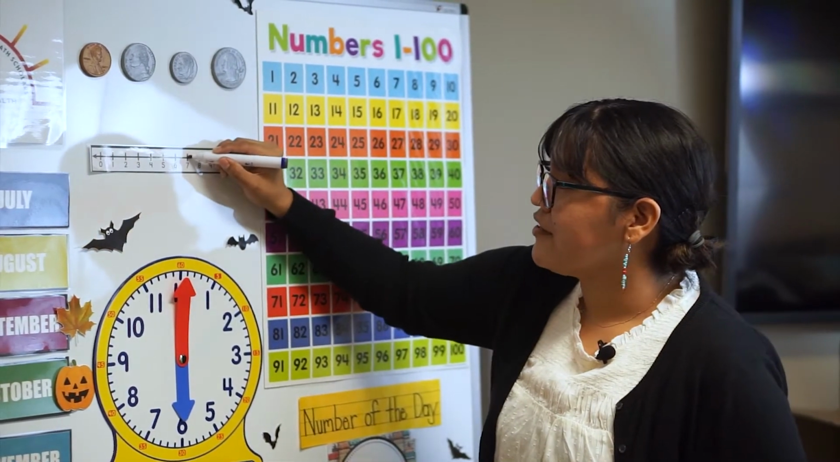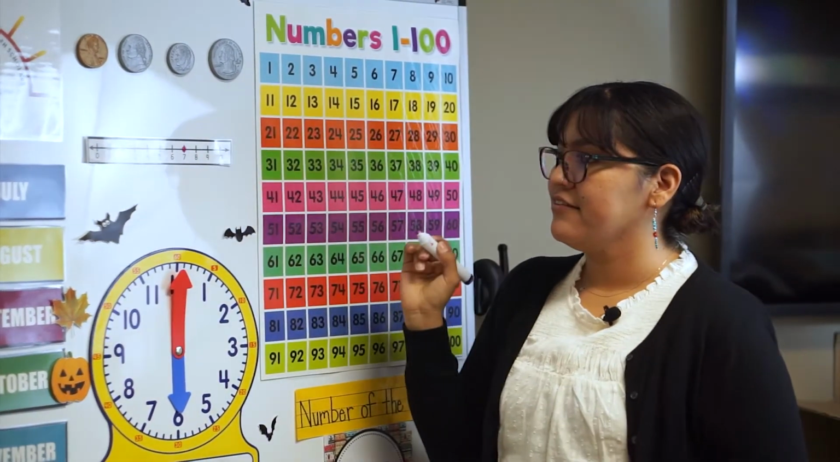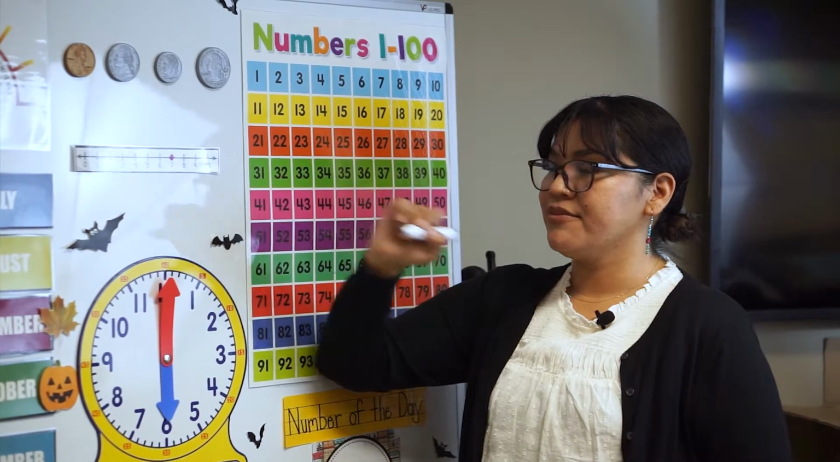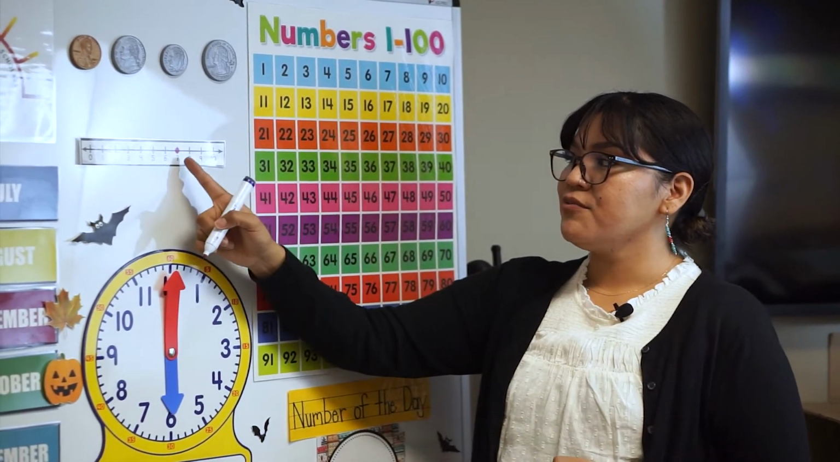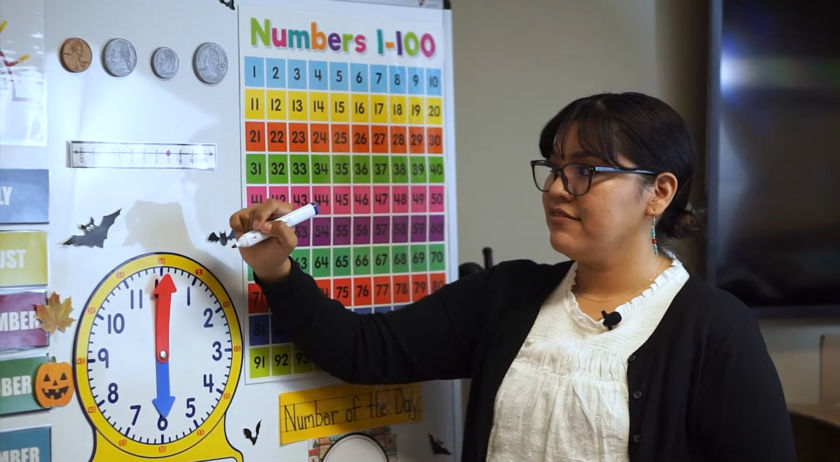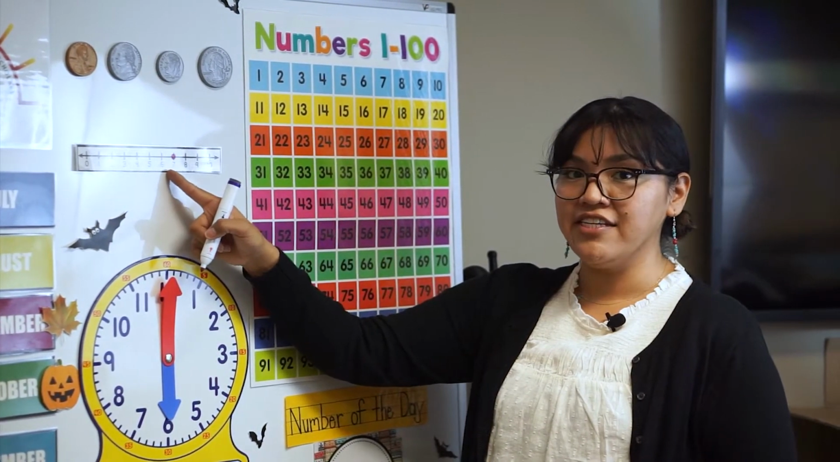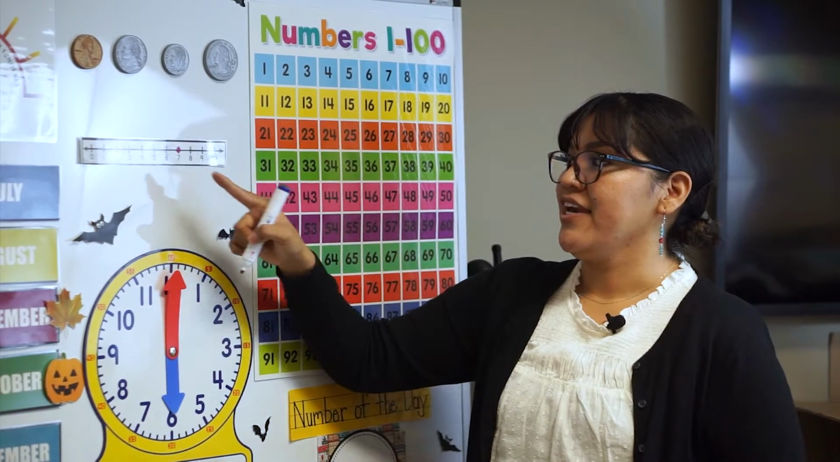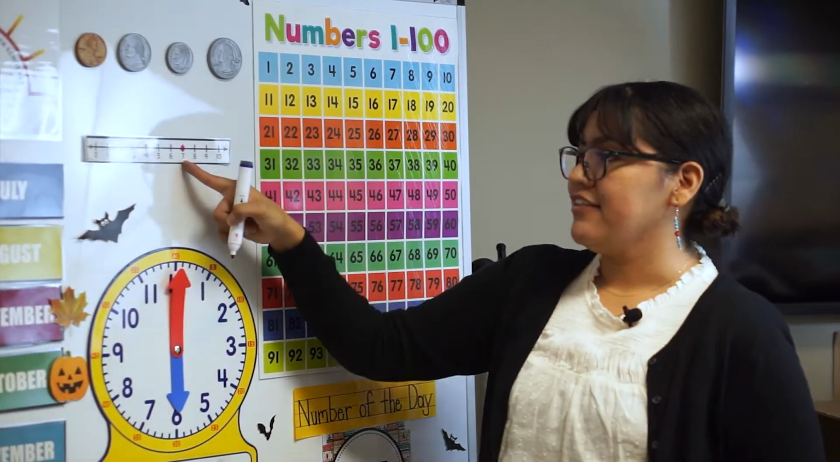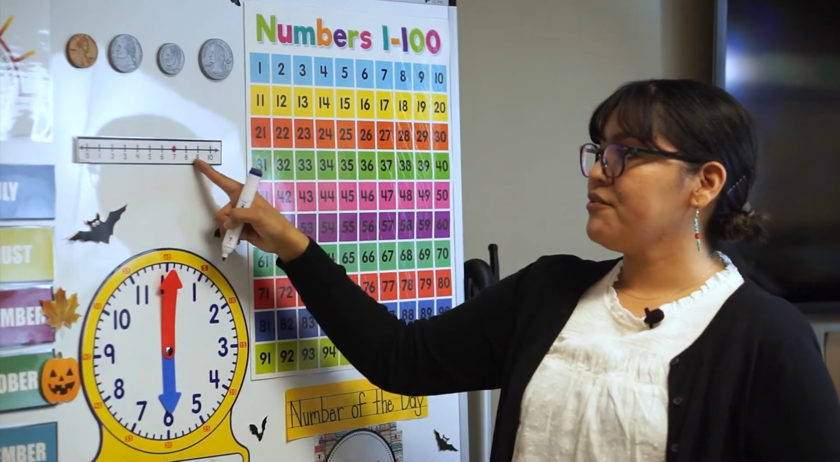Okay, I'm going to mark the number 7. I'm going to put a dot on the number 7. So what's 1 less than 7? 6. 1 less than 7 is 6. Okay, let's look at 7. What's 1 more than 7? Look over here. 1 more than 7 is 8.